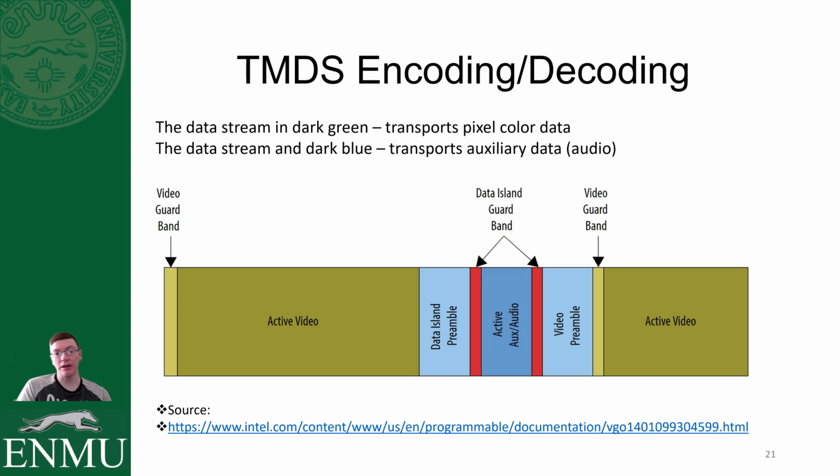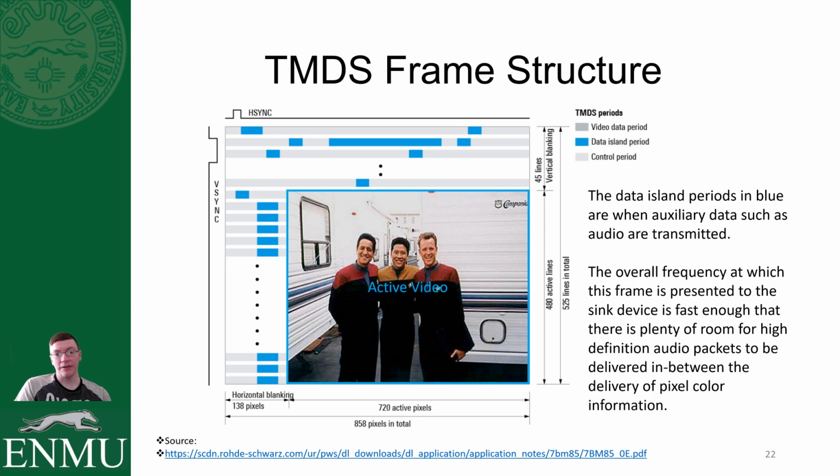And so here's another way to view that data stream coming out of those differential pairs. The dark green you see there is what's transporting the pixel color data or the active video data, and that dark blue surrounded by the two red bars there is where you're seeing the auxiliary data being transported in the audio. And it looks like, man, that's only a little bit of space for audio compared to a lot of space for video, but in reality you do need a lot more data for video than you do for audio. And here's how they accomplish that.